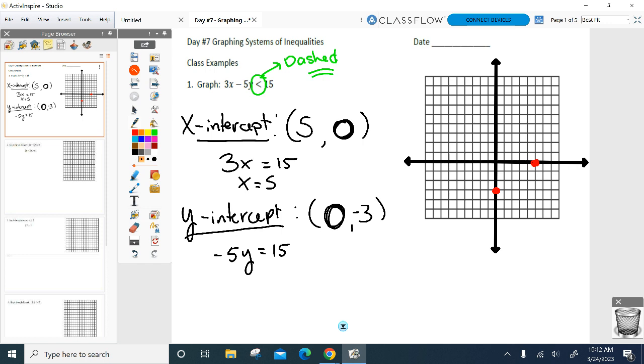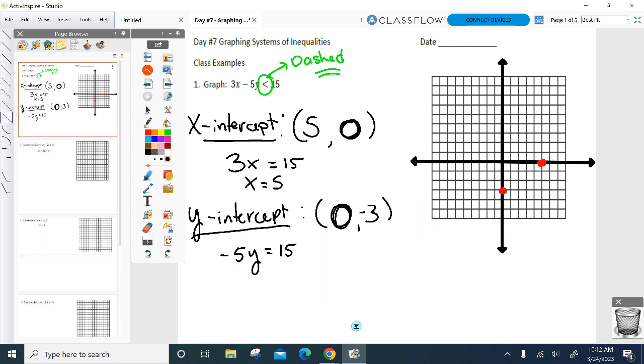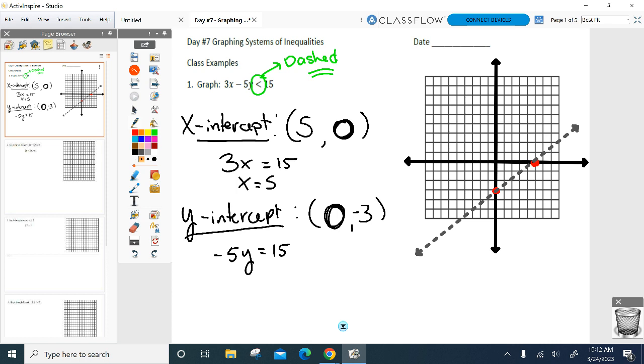All right, so I grab my straight edge again. I line up my 2 points. And I graph a dashed, dotted, whatever you'd like to call it, line in. I didn't want that. I wanted gray. And there's one more piece to this.